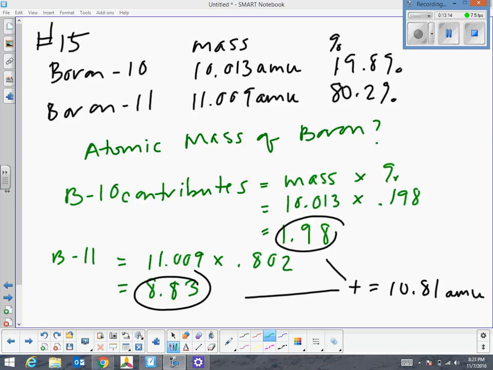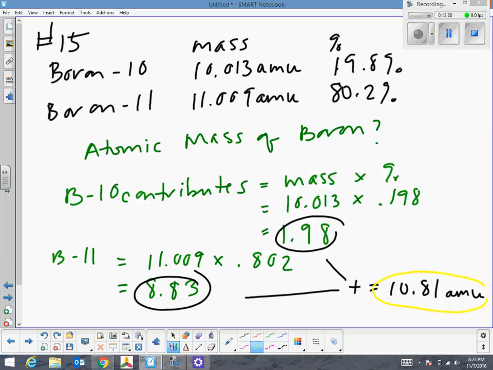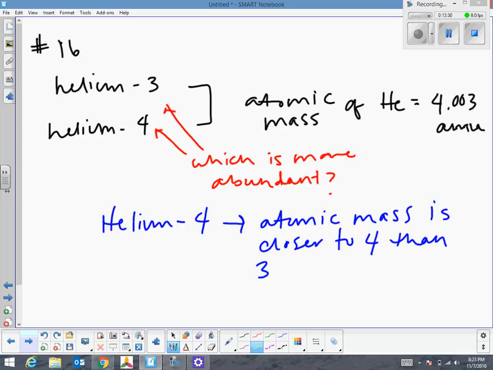So here's the work and answer to number 15. Your answer was 10.81 AMU. I'm going to pause it now, and then I'll move on to number 16. Number 16, the answer was helium-4, because the atomic mass of helium is closer to 4 than 3. So there must be more helium-4 in the environment than helium-3. And number 17, I'll go ahead and go to next.